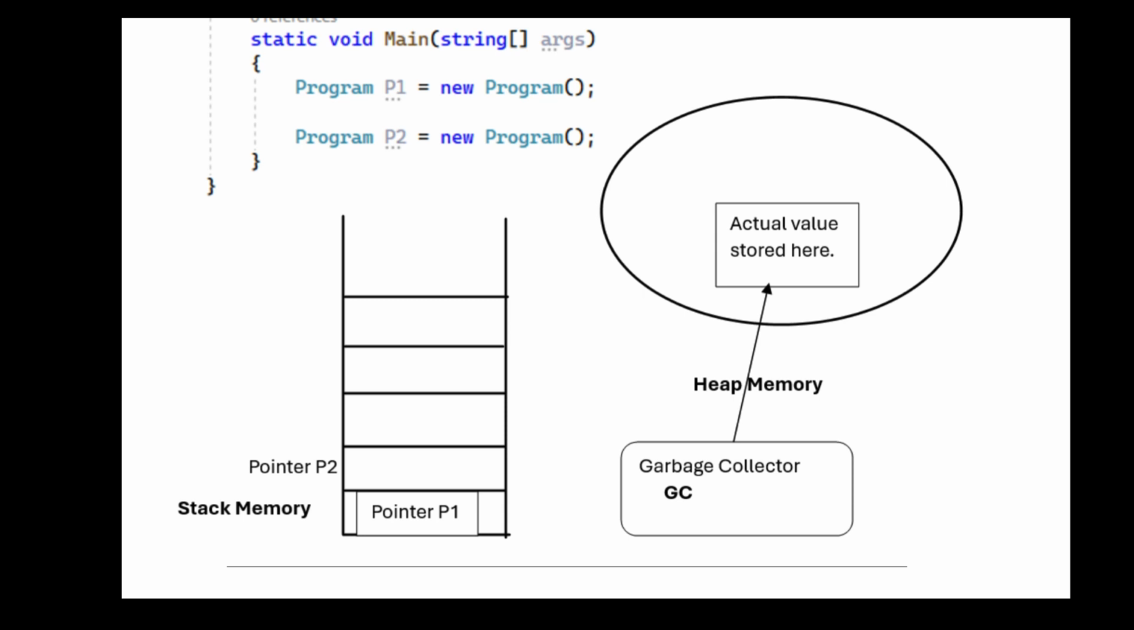Now what is the garbage collector's job? It checks if the program object is now not in use. Once execution is done, it will automatically get called and clean the actual value stored in the heap memory. So to give the answer to the interviewer for this question, you can simply say the garbage collector manages the allocation and release of memory in the application.